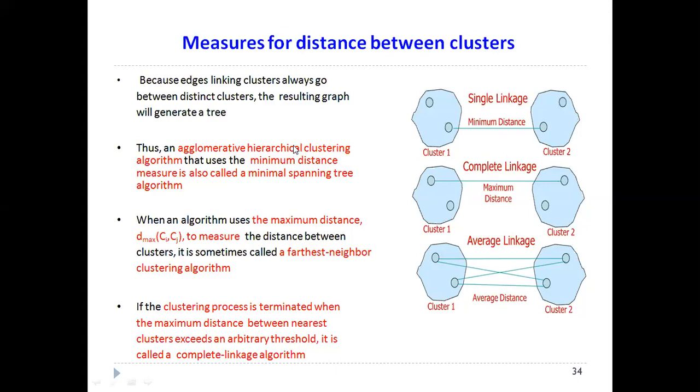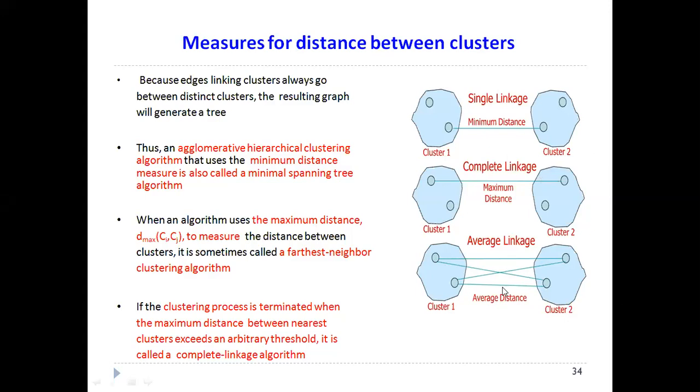Okay, this agglomerative clustering algorithm, which uses minimum distance, is otherwise called the minimal spanning algorithm. So the single linkage algorithm is otherwise called the minimal spanning algorithm. Okay, so we have 3 different types here. When you calculate the minimum distance, it is called the minimal spanning tree algorithm. But when you have an arbitrary threshold to terminate the algorithm, you call it single linkage. And when you compute the maximum distance to find the distance between clusters, it is called the farthest neighbor clustering algorithm. And when you have an arbitrary threshold, it is called the complete linkage algorithm.